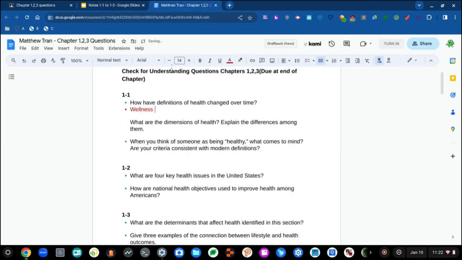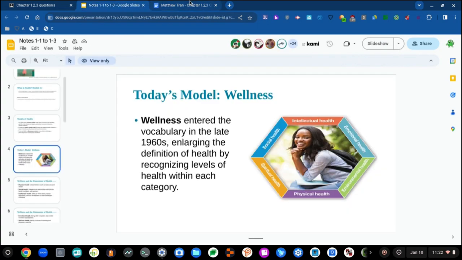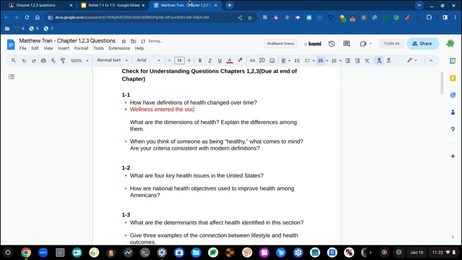Emotional health is being able to express and control your emotions. So how do you handle things like sadness, anger, mood swings?